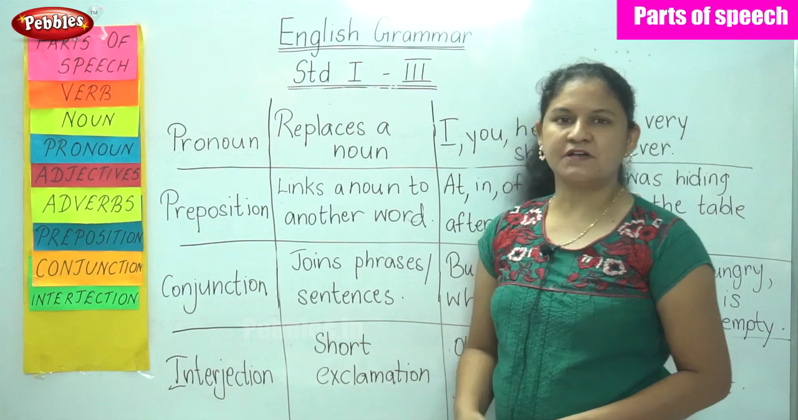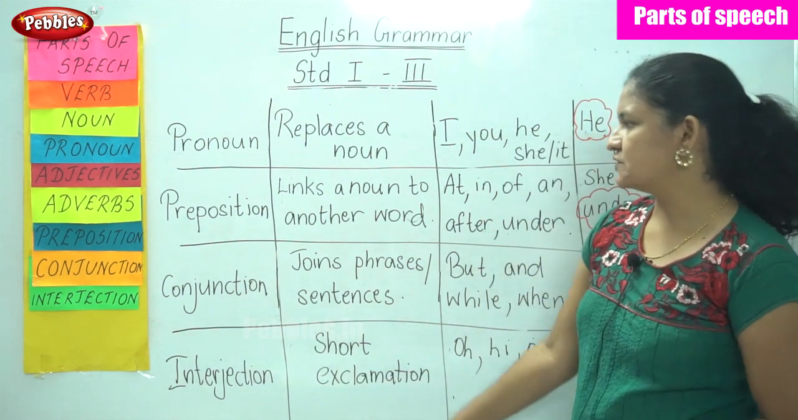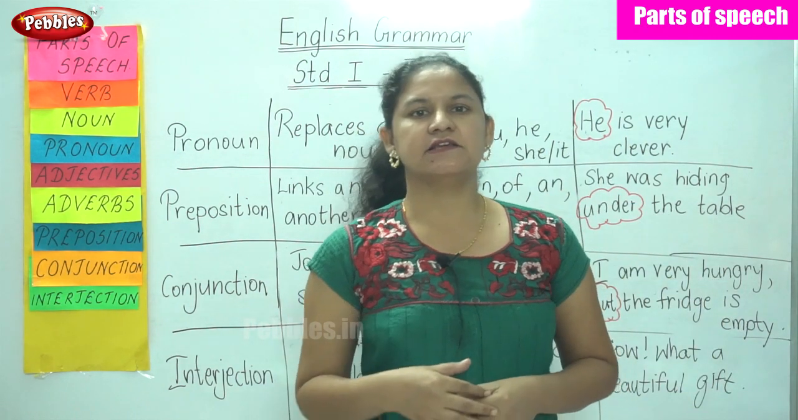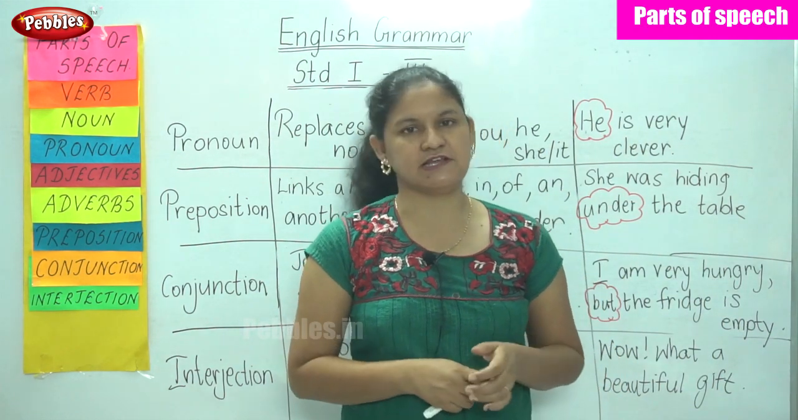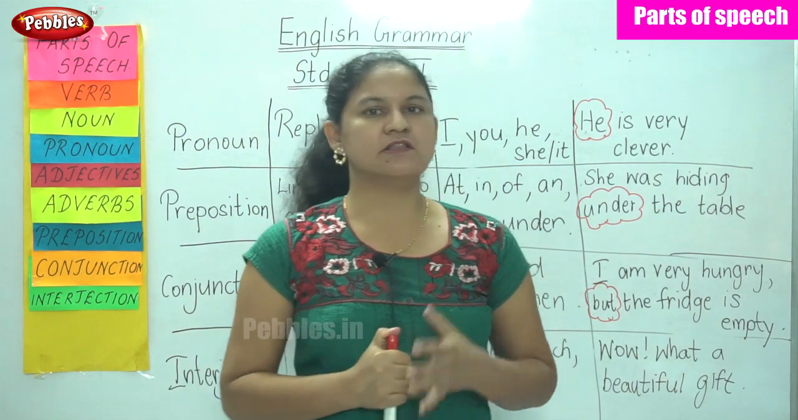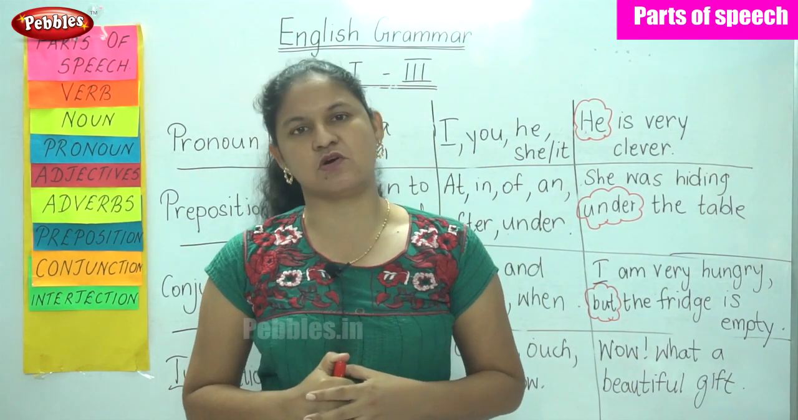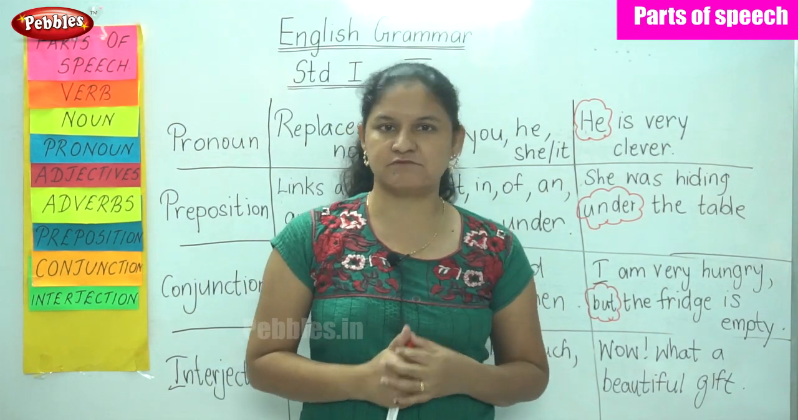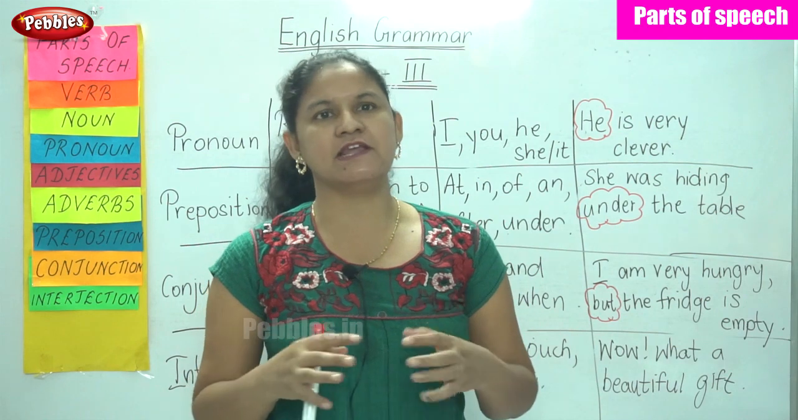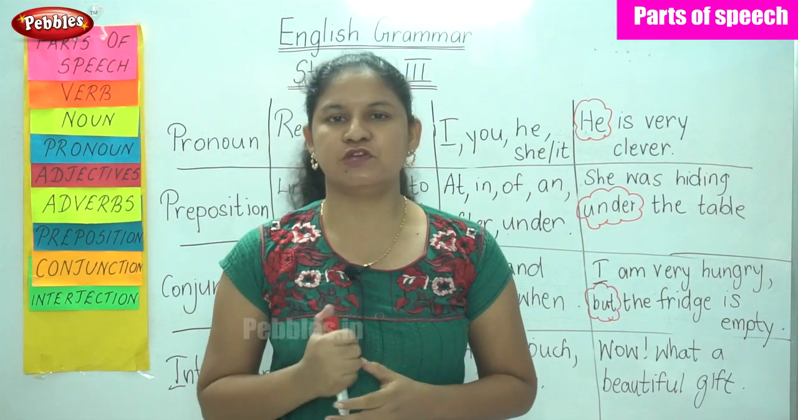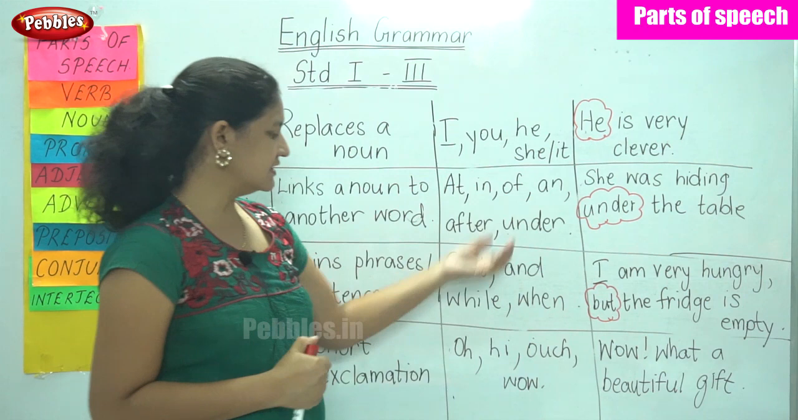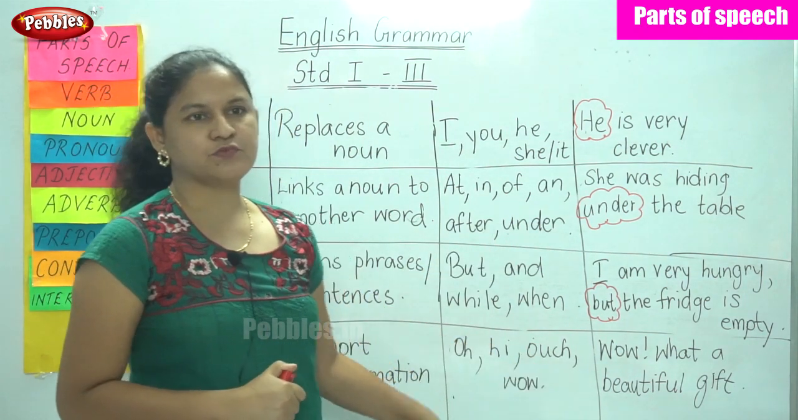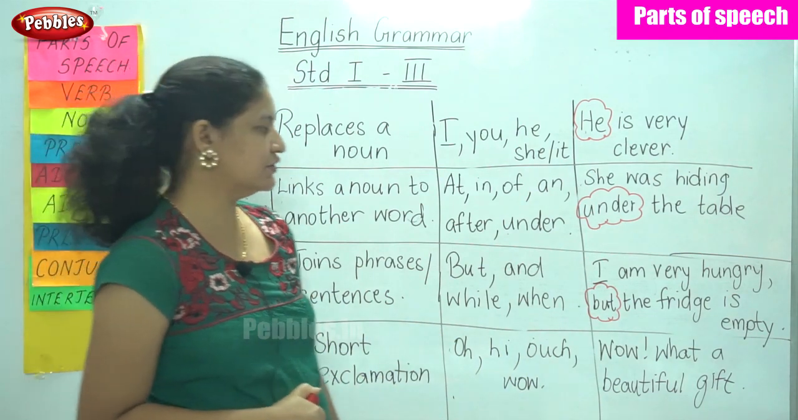And our last part of speech is interjection. An interjection is a short exclamation and it tells us the feelings or emotions. When the feeling or emotion is very strong, then we use an exclamation mark. When the emotion or feeling expressed is mild, then we use a comma. Examples are oh, hi, ouch, wow. These are all interjections that are used.